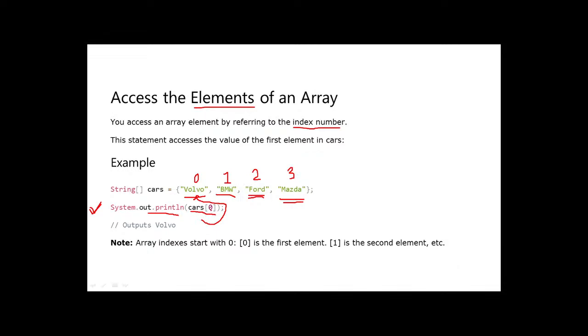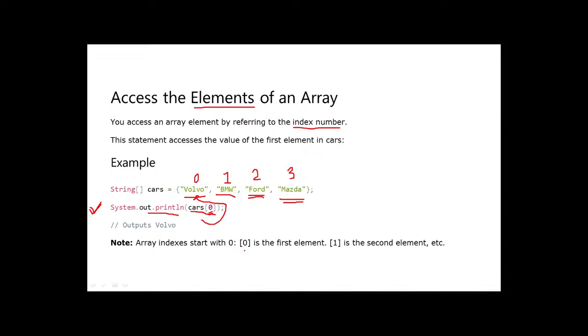Okay, now what if you put 2 there? What is the output? Ford. Ford. Okay, good. So what if we want to output Mazda? What will you put as the index number? 3. 3. Okay, good. Note that array indexes start with 0.